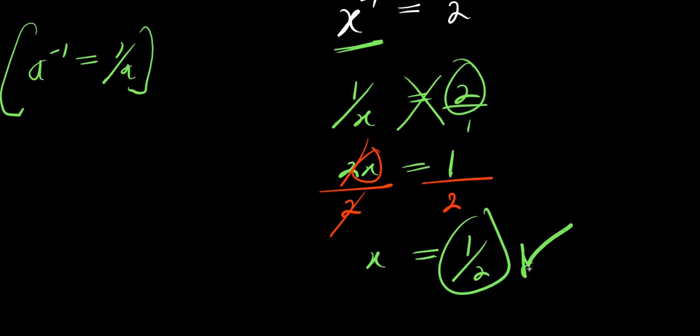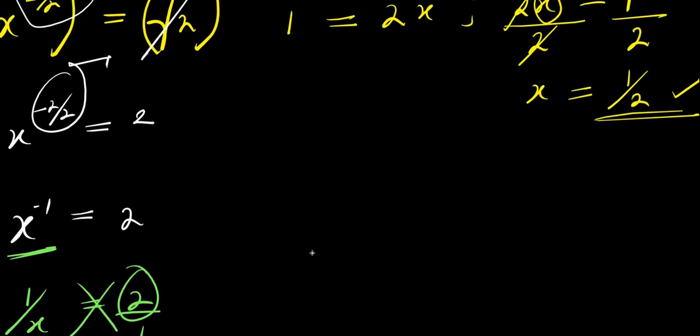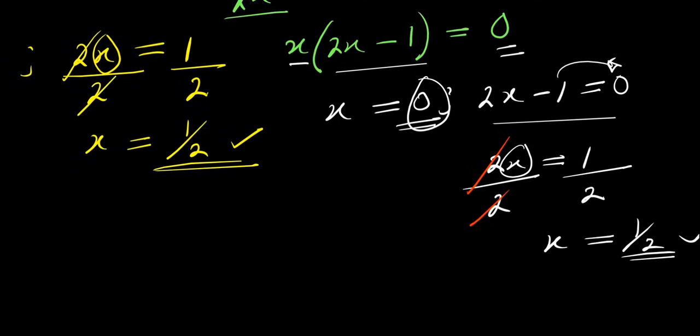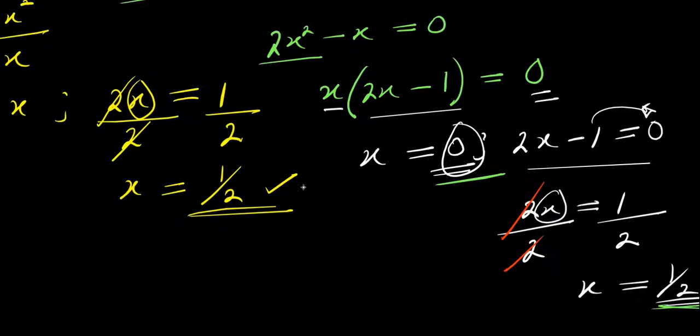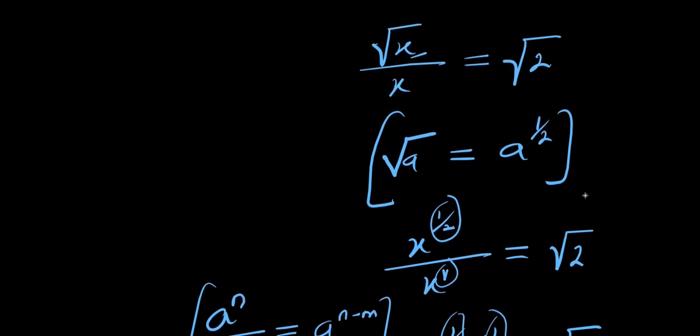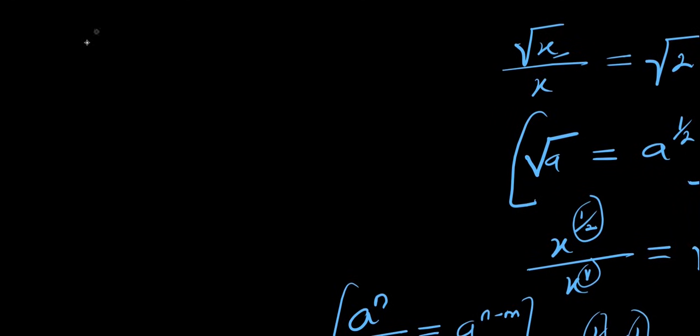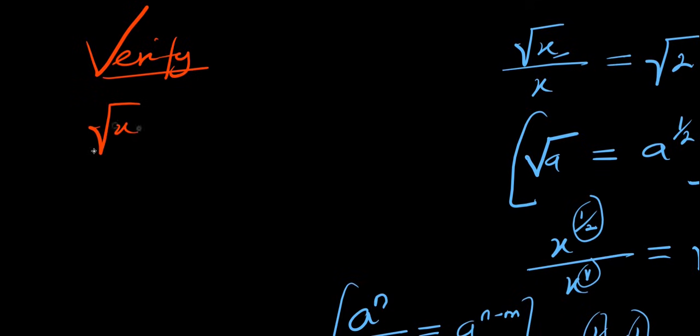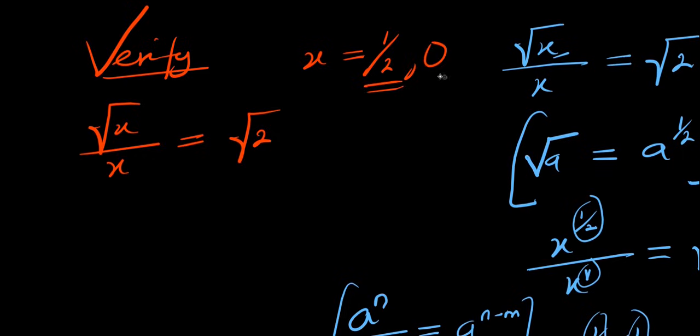So this also gives us the same solution, just like this other method, but this one gives us 2 different solutions. And here we are having only 1, which is 1 over 2. So let's go ahead and verify. So we verify root x divided by x equals root 2. We have x equals 1 over 2 and also 0.